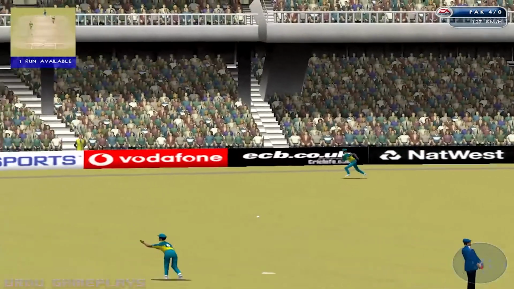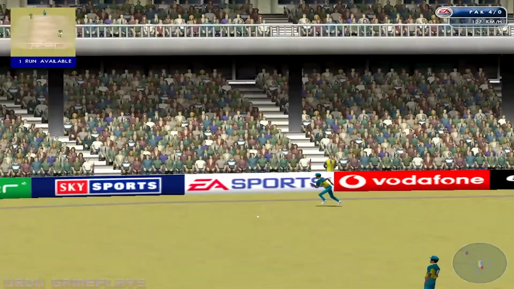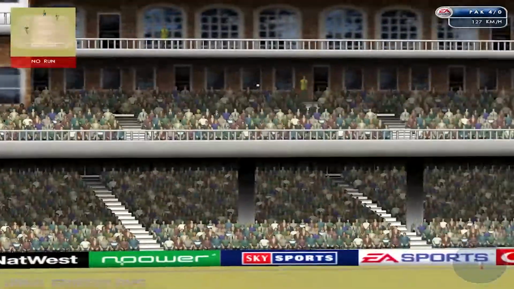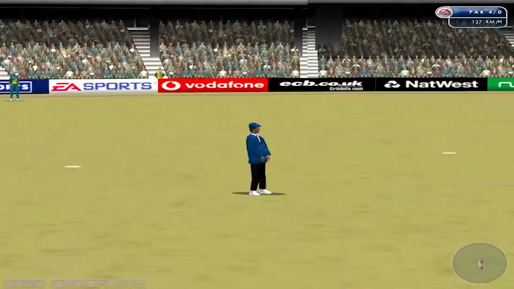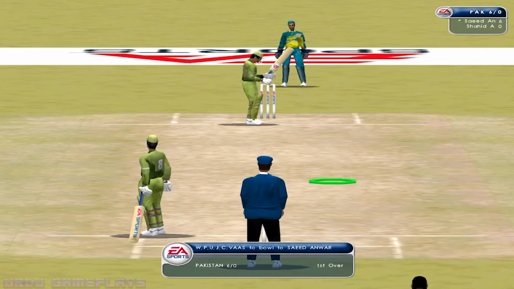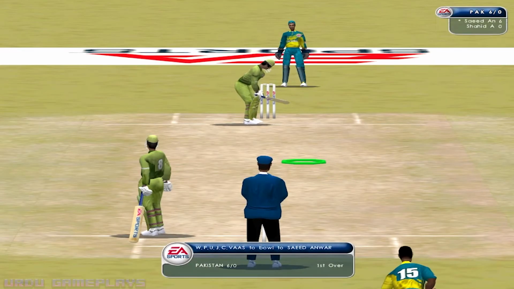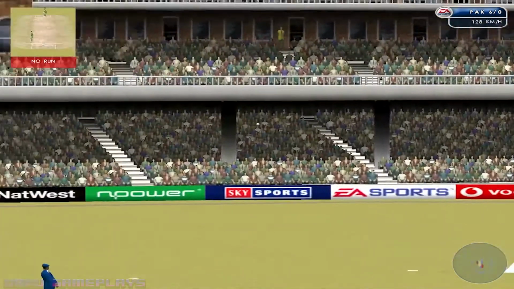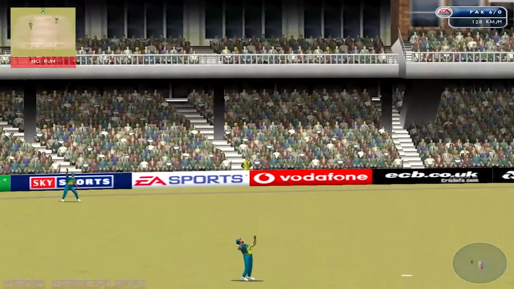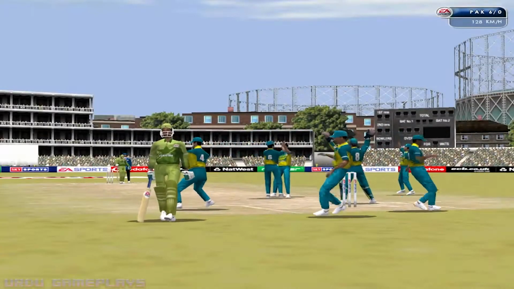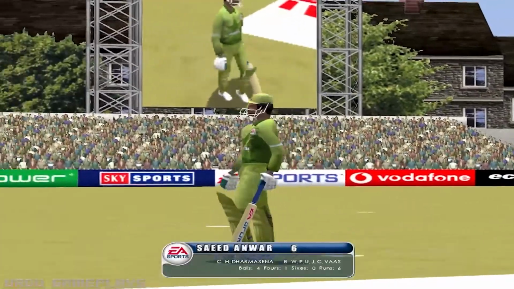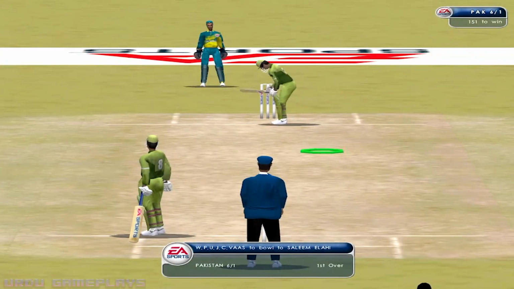The fielder will cut that off. The batsmen are looking for two. I think he was easily back in the crease there. Well taken. Sri Lanka were looking for that early wicket and they weren't disappointed. Syed Anwar goes for only 6.